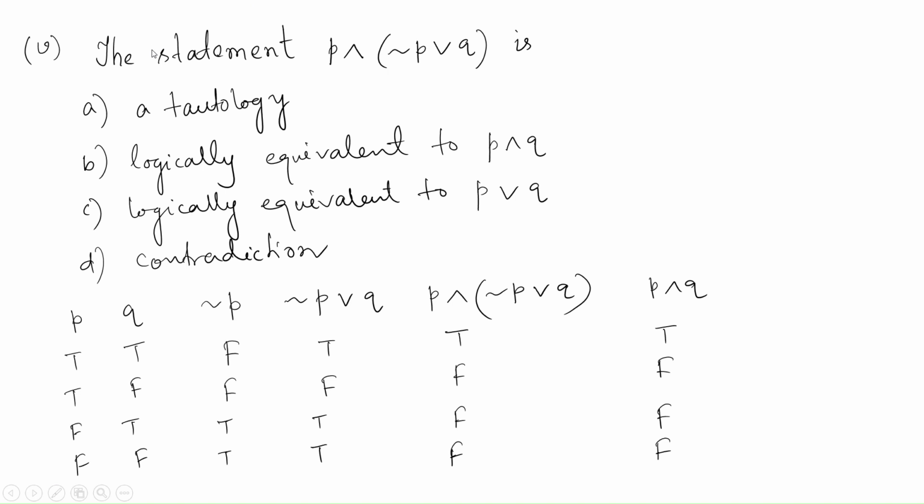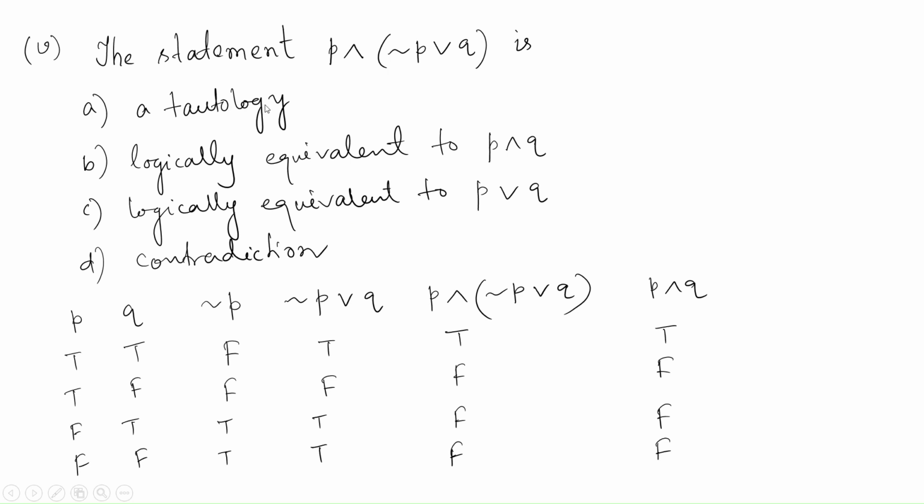Next question: the statement P and negation P or Q is option A, tautology; option B, logically equivalent to P and Q; option C, logically equivalent to P or Q; option D, contradiction.